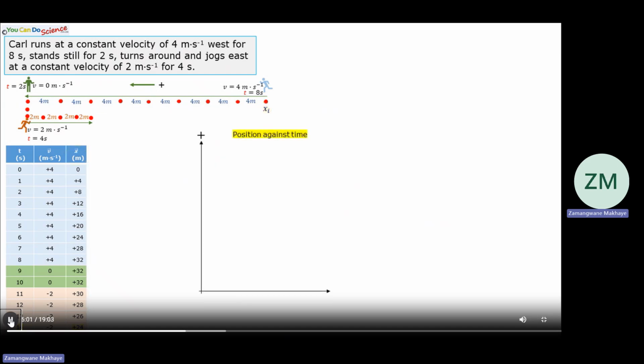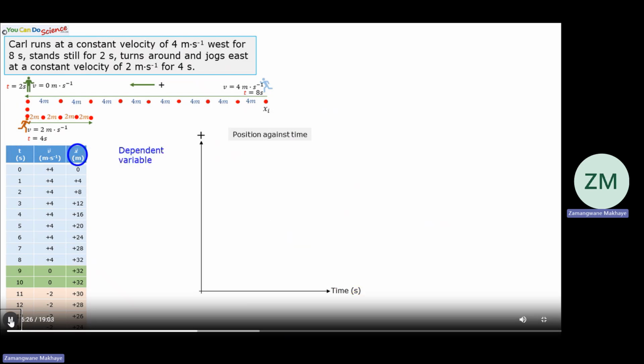The heading on the graph indicates that we're going to draw position against time. You decided to determine the position each second. Time is therefore the independent variable and comes on the x-axis. The unit for time is seconds and must be shown.